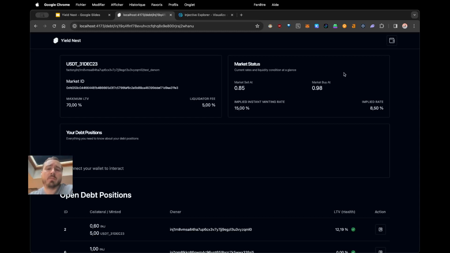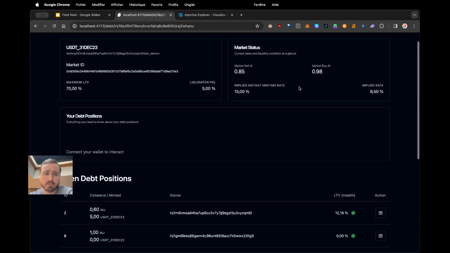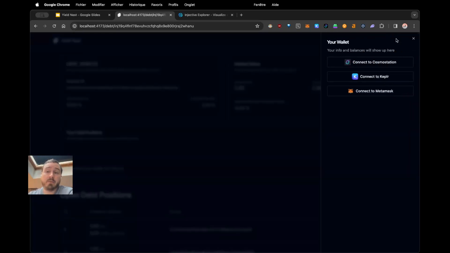And we're also showing some information about the market itself. If you're looking to market sell, you're market selling at 0.85. If you're looking to buy, you're buying at 0.98. This allows us to compute two separate rates. First one is the implied instant minting rate, so minting your debt and selling it straight away on the market. This would get you a 15% minting rate and an implied rate, which is calculated using the mid price of these two.